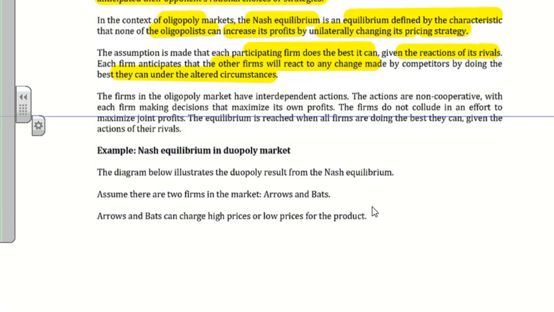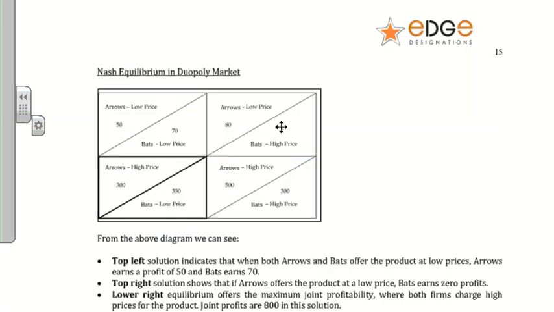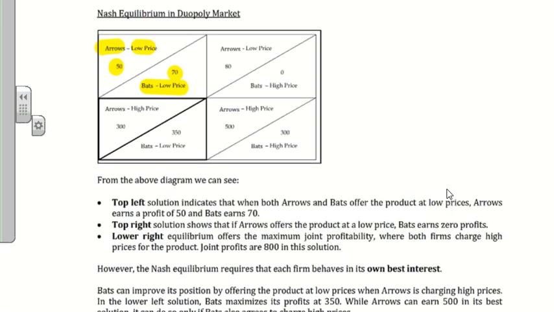Let's have a look over here, and again, let's consider Nash equilibrium in a duopoly market. What are we assuming over here? Two firms in the market, Arrows and Bats. Arrows and Bats can charge high prices or low prices for their product. Let's have a look over here. Arrows low price 50, Bats low price 70. Let's just talk about the left-hand column first. Both Arrows and Bats offer their products at low prices, 50 and 70.